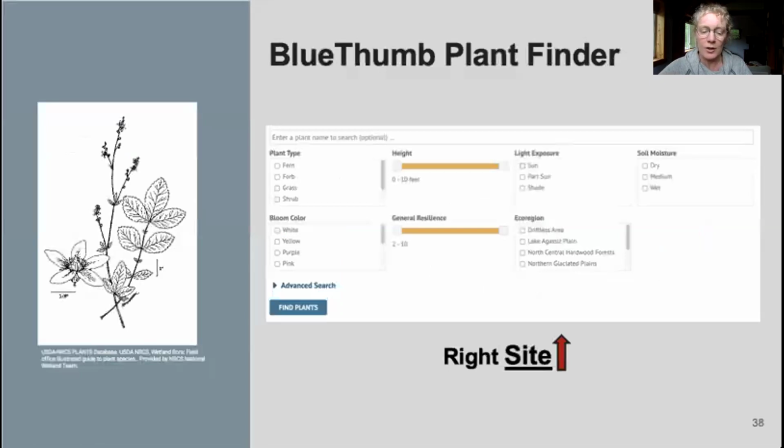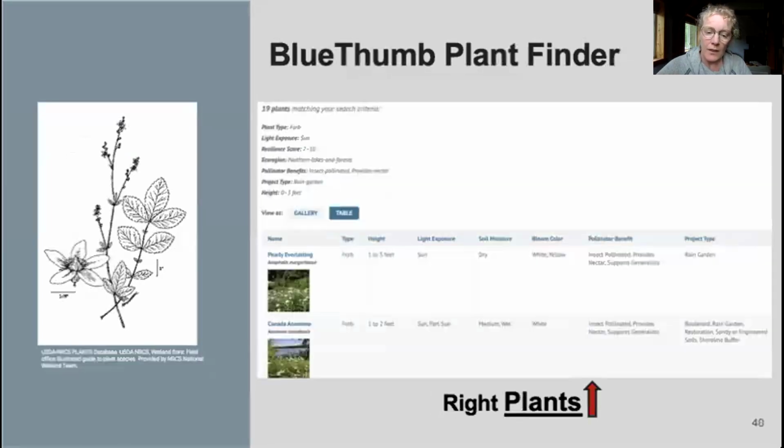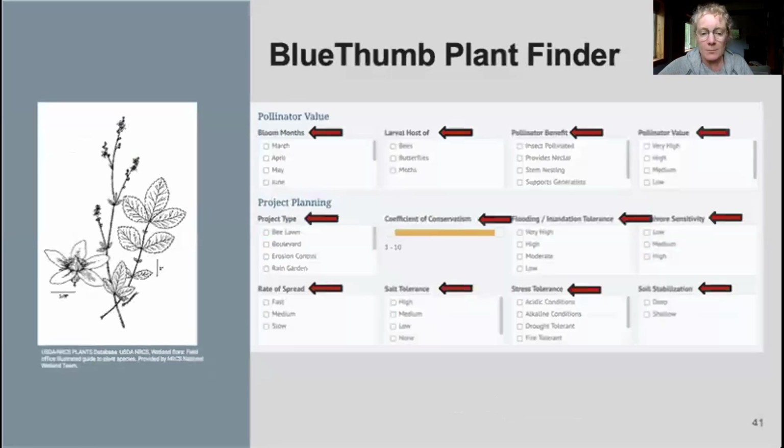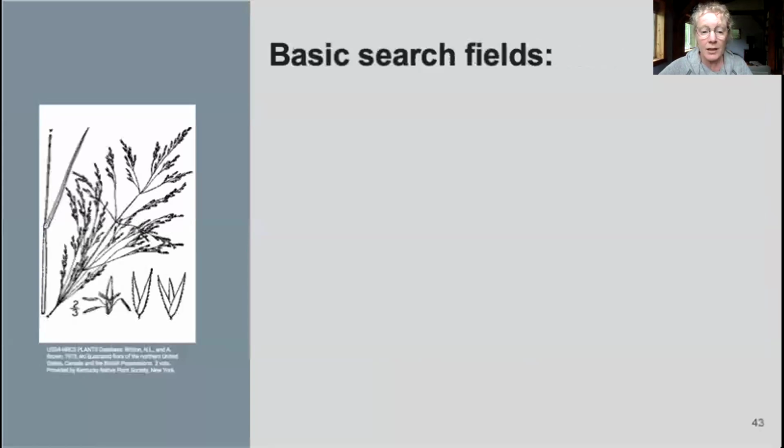So here's how it works. You tell Plant Finder what your site is like and what your project is like, and then it generates a list of species that match your site and your project description. So that means you are going to want to know more about all of these fields and the criteria that you'll be selecting from within those fields. Today, we are going to focus just on the basic search fields, and then we are going to highlight only one of the advanced search fields because we think that you are going to find it useful.